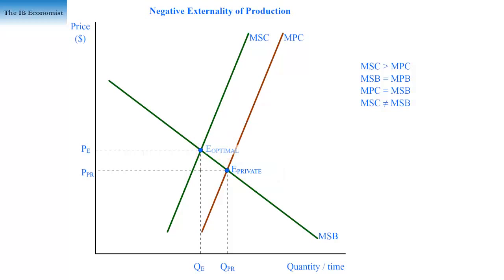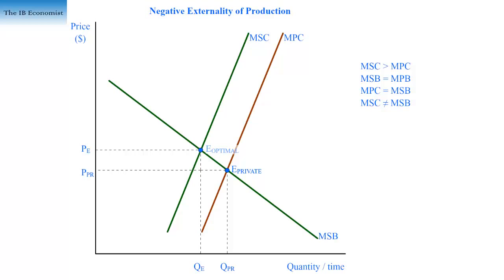The private equilibrium is noted by E private and is at the point where the marginal private cost intersects the marginal social benefit. The corresponding price is PPR and the corresponding quantity is QPR. The optimal equilibrium is at the point where the marginal social cost intersects the marginal social benefit and the corresponding price is PE and the corresponding quantity is QE. Again, we see that PE and PPR are not equal and QE and QPR are not equal.